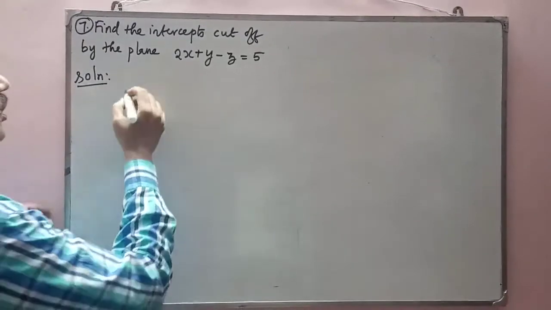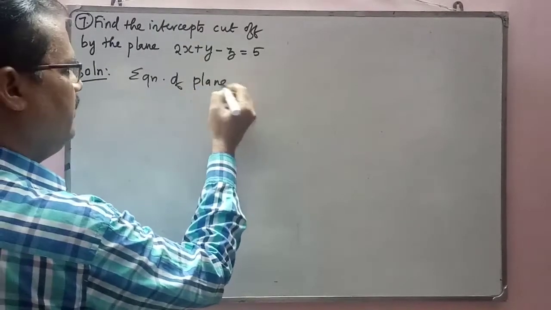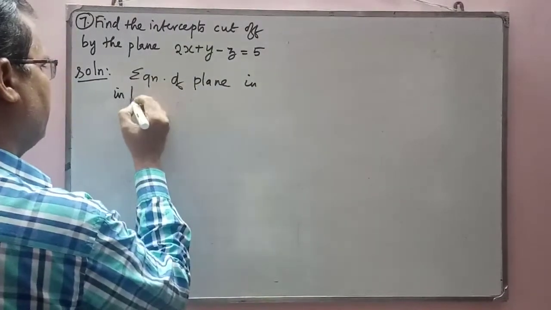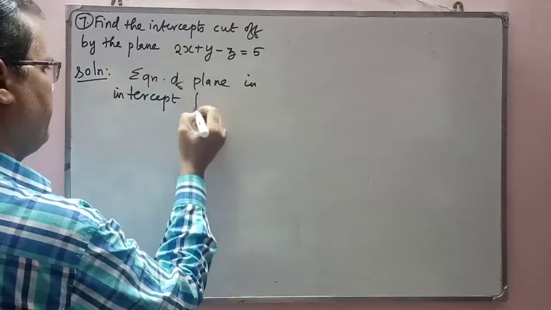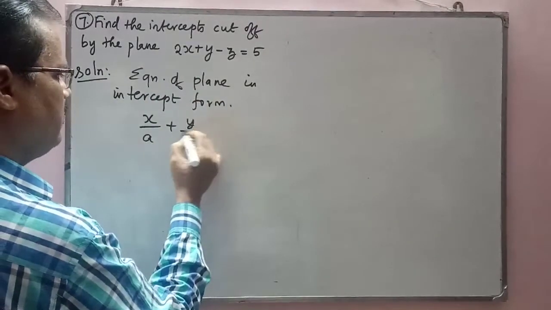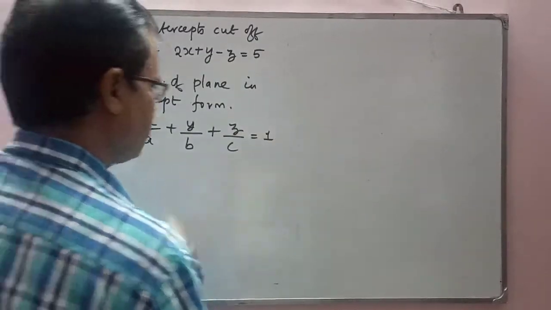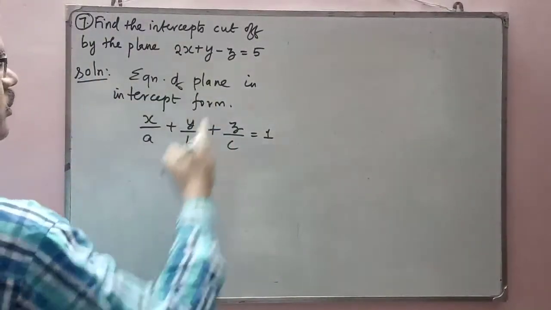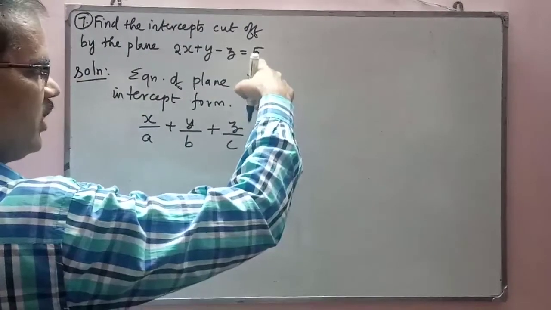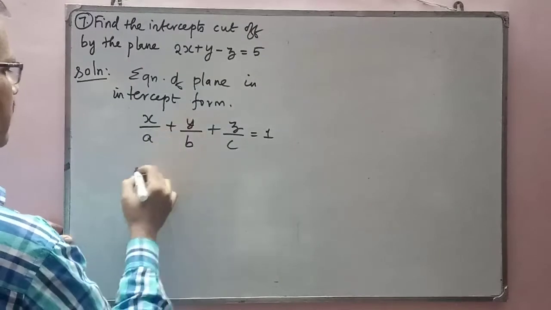For this, we need to remember the equation of a plane in intercept form. Equation of plane in intercept form: x by a plus y by b plus z by c equals 1. This is the equation. This format you have to change. So we need to have 1 here. So we have to divide by 5 on both sides. So we are dividing by 5 on both sides.